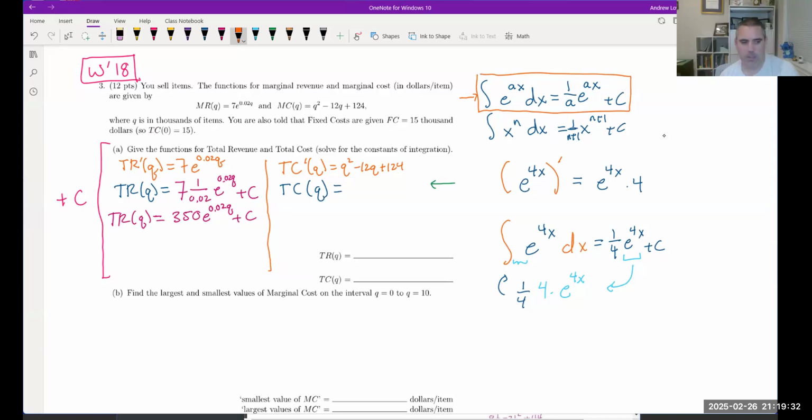Does that answer your question, Abigail? Yeah, so that's why the 0.02 is on the bottom there.